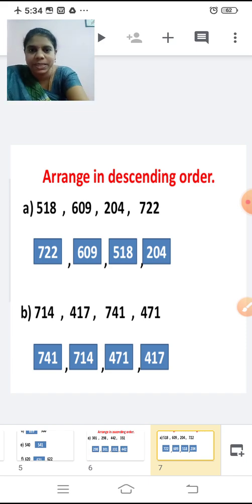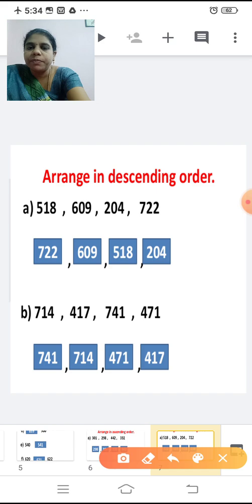Shall we see some examples now? A. 518, 609, 204, 722. I'll repeat it. 518, 609, 204, 722. Now we are going to arrange these numbers in descending order, right, children?